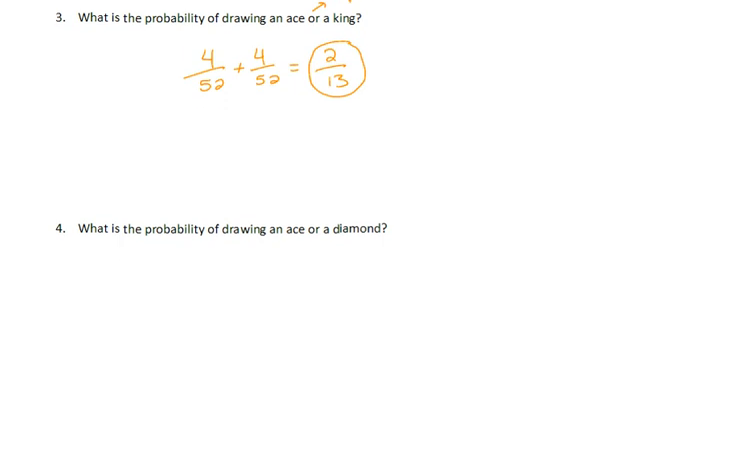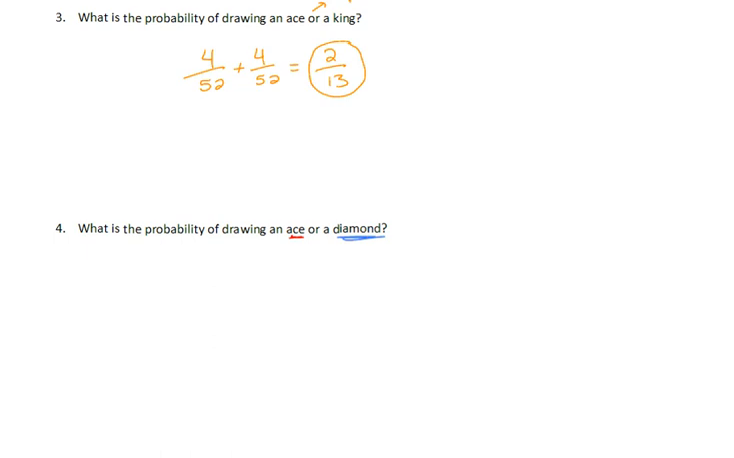Now let's look at 4. What is the probability of drawing an ace or a diamond? So let's go ahead and look at each of these pieces separately. And actually, I'm going to change these colors. What am I going to use? I'm going to use red. I'm going to use blue. And I'll tell you why in just a minute.